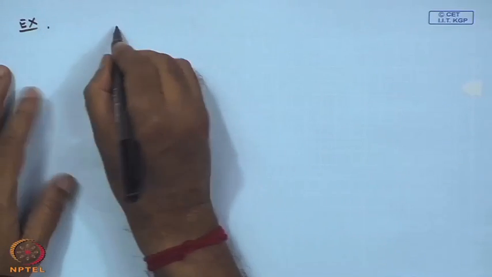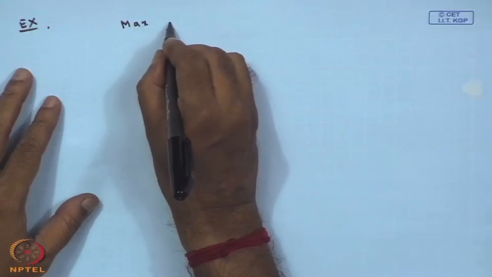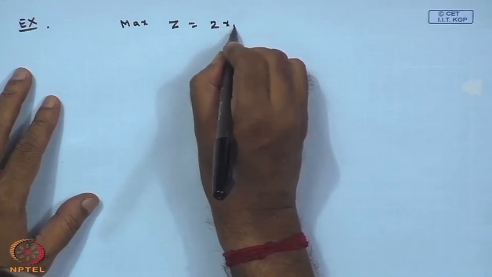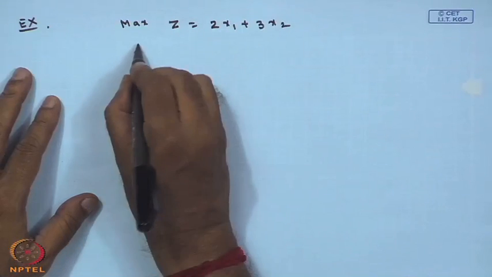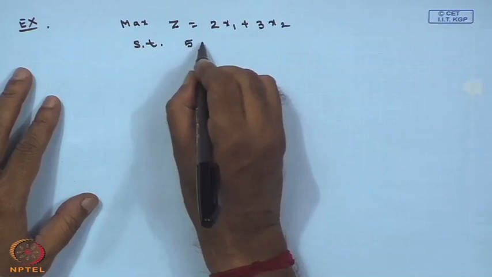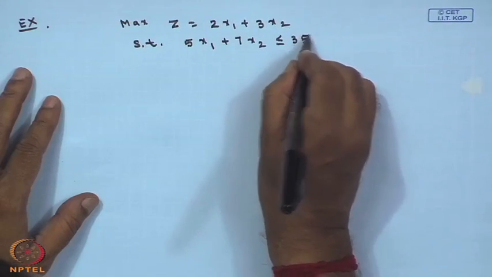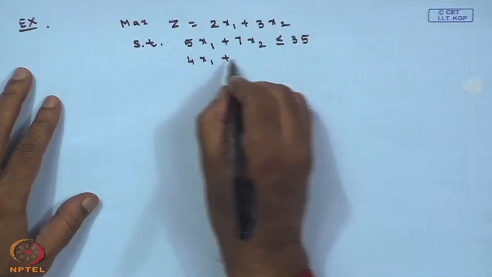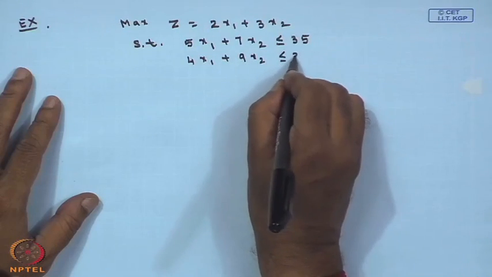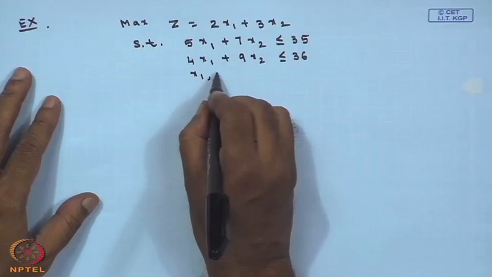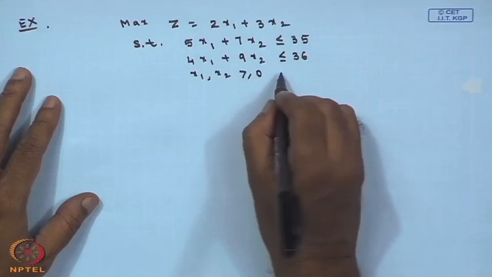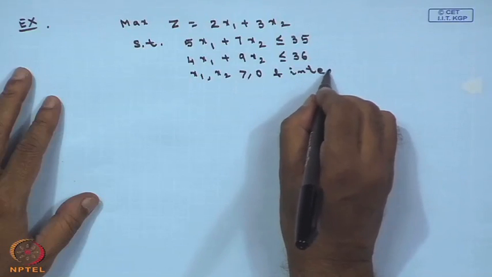Now, let us see how to solve the problem using our examples. Let us take the first example: maximize z equals 2x1 plus 3x2, subject to 5x1 plus 7x2 less than or equal to 35, 4x1 plus 9x2 less than or equal to 36, where x1 and x2 are greater than or equal to 0, and we are assuming both are integers.